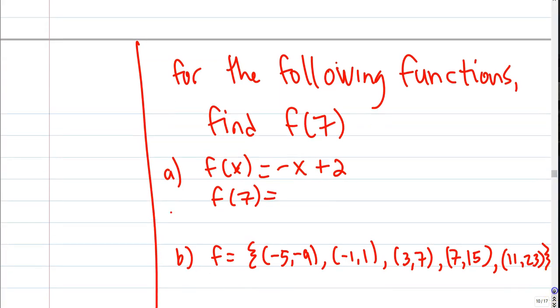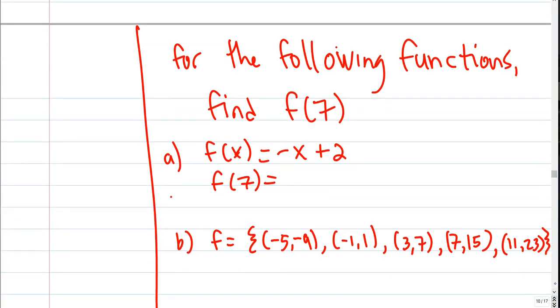For the following functions, we're going to look at a couple representations of how to find f of 7. First one is what we just reviewed. f of 7 says if I plug in an x, what do I get? Well, negative 7 plus 2. So f of 7 is negative 5.